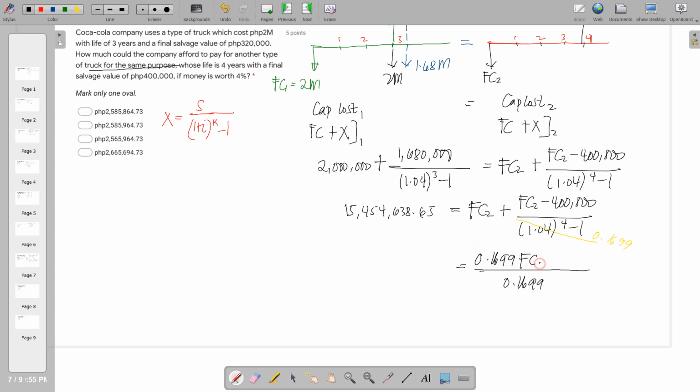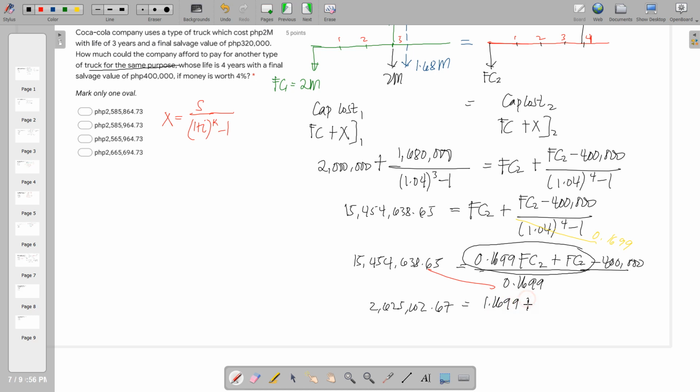FC2 plus first cost 2 minus 400,000. So, pares lang naman yan. 638.65. So, ito will just have to cross multiply this to that value. So, ito na yung maging left-hand side equation. And then we add the common terms here, no? Magiging 1.1699 FC2 minus 400,000. We transpose this 400,000, magiging positive to the left-hand side of the equation. And eventually combine with 400,000.